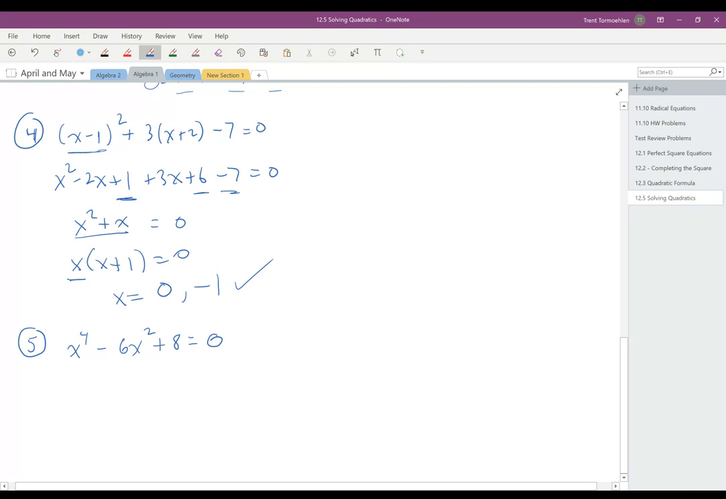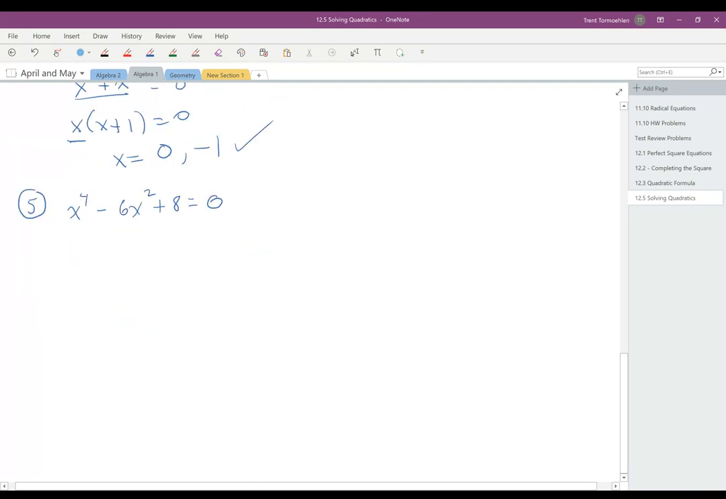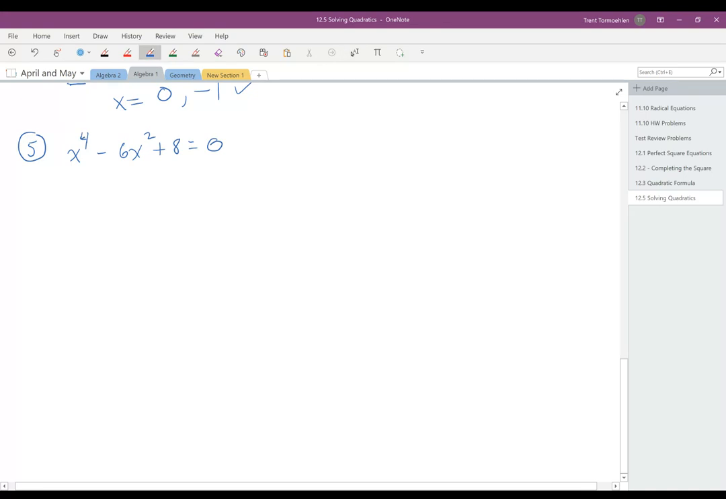And then there are a couple problems at the end that look like this, where they're quadratic-like. And whenever you have those, what you want to do is apply a technique, but you need to do a substitution first, which our substitution is x squared equals y. And so we rewrite this as y squared minus 6y plus 8 equals 0, which factors very nicely to y minus 4, y minus 2 equals 0. So y equals 4 or 2.